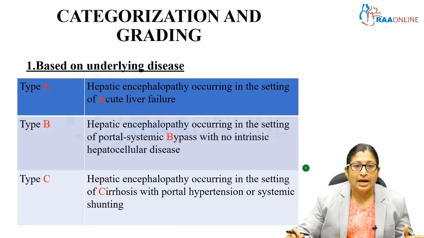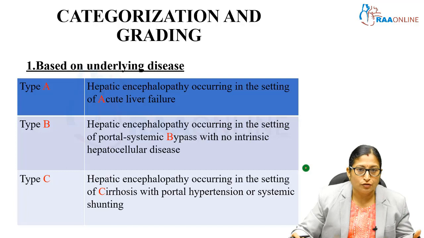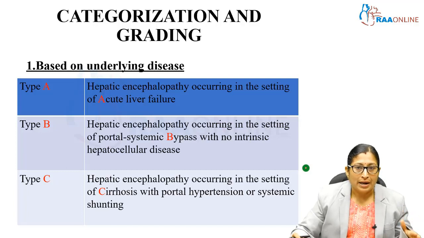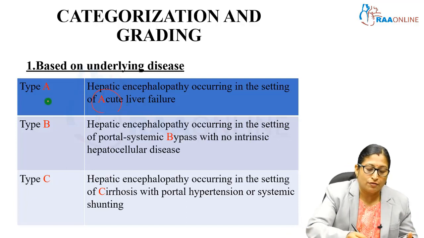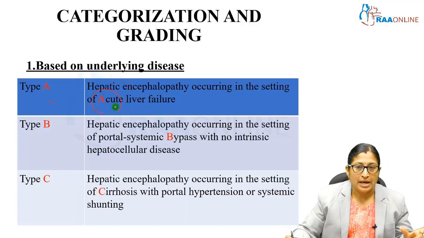Based on the underlying disease, it is classified into type A, type B and type C. What is type A hepatic encephalopathy? It is hepatic encephalopathy which occurs in the setting of acute liver failure. A for A. Type A is the hepatic encephalopathy occurring in acute liver failure.